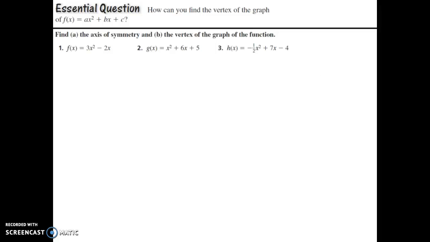I'd like for you to go ahead and take a second to try the next 3 on the screen. I'm going to go ahead and start working through them as you guys are still working.